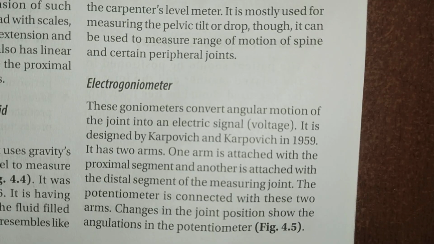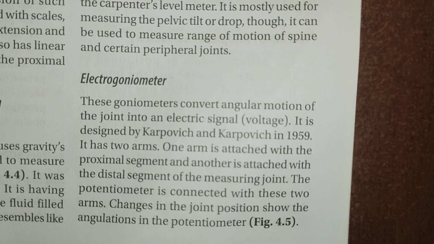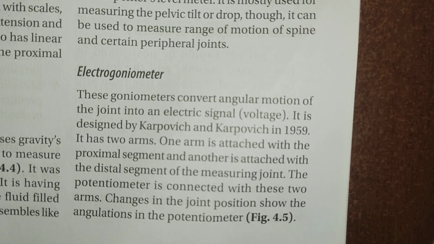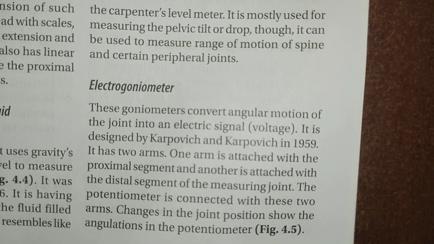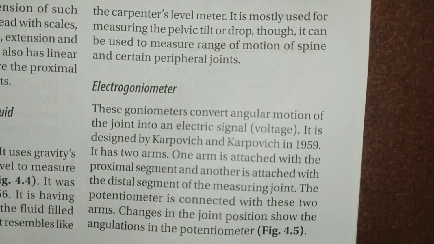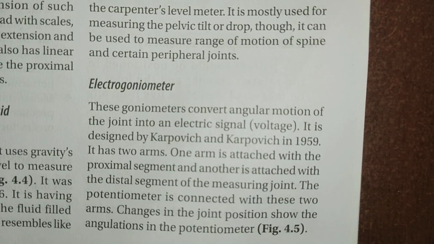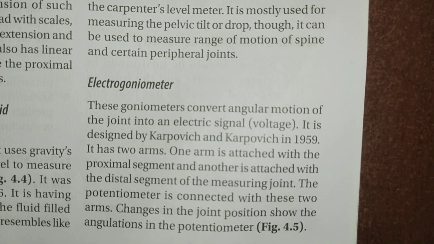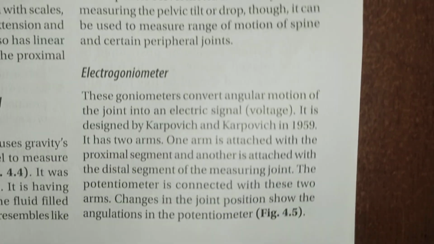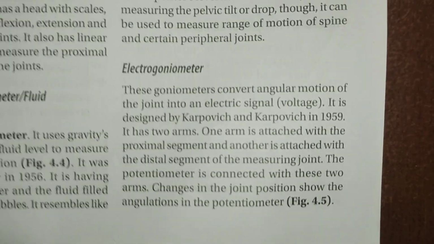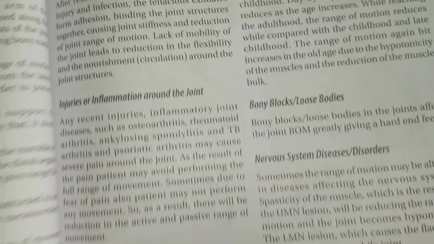It has 2 arms. One arm is attached to the proximal segment and another is attached to the distal segment of the measuring joint. The potentiometer is connected with these 2 arms. Changes in the joint position show the angulations in the potentiometer. Figure 4.5 is this. I'll show you.